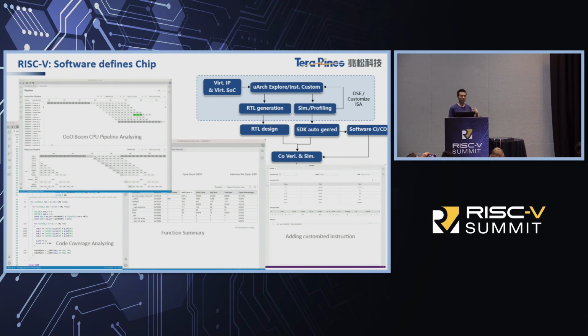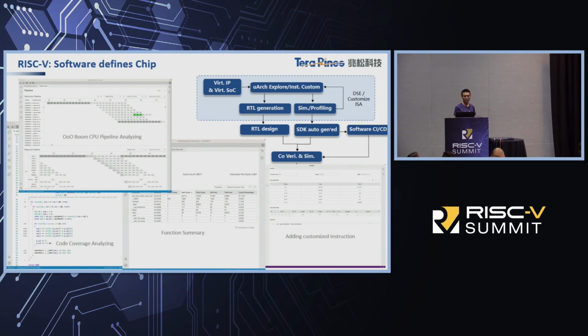This is a preview of our co-design software. You can see there's a pipeline level microarchitecture analyzer, a code coverage profiler, and a function level summary. You can see the self cycle and total cycle in the GUI. Also, you can use our GUI to add customized instructions, and we have a tool to auto-generate the SDK for your customized instructions. So you don't need to hire compiler, debugger, or simulator engineers to tackle all of this. All the tools are automatically generated by our IDE.